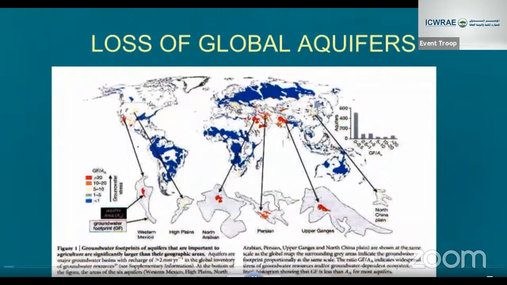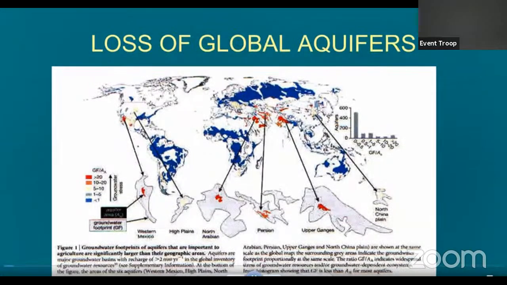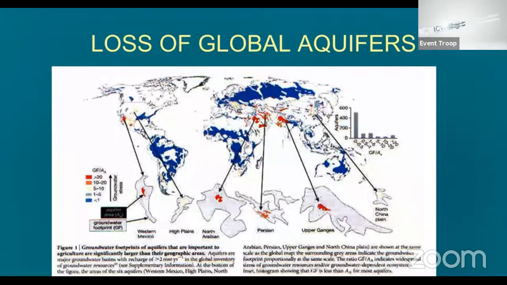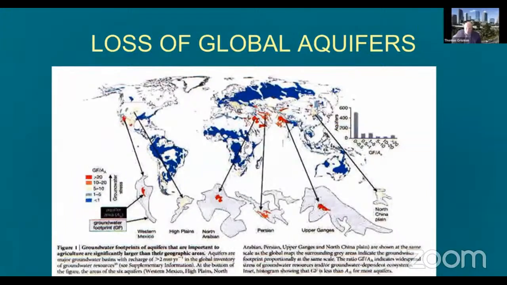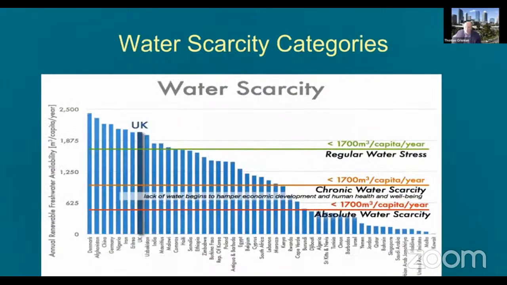One of the biggest problems in this area is the total overuse of the aquifer system, to the point of they no longer have sufficient water. This is ancient water, and we're not being able to use it because it's been used improperly in the past.